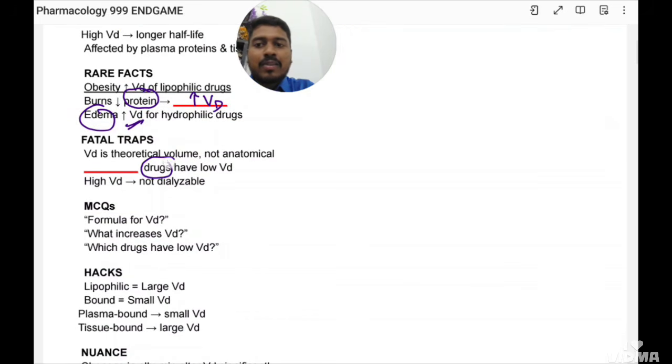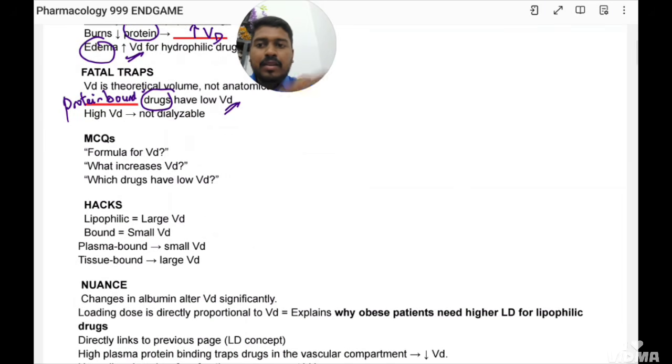In edema also there is higher volume of distribution. Now, highly protein bound drugs have low volume of distribution. Protein bound drugs have low volume of distribution. Next, formula for VD.